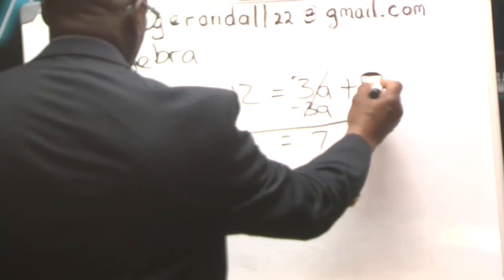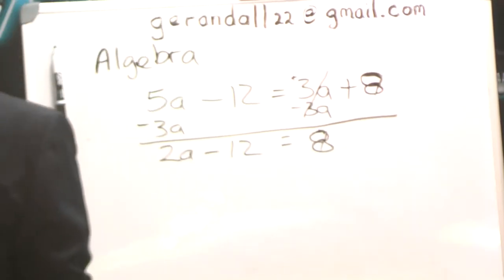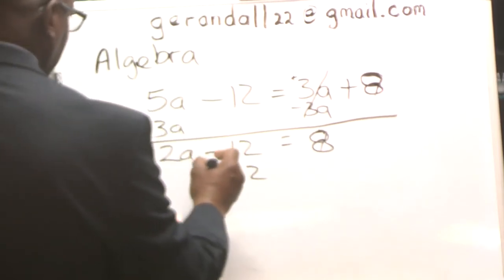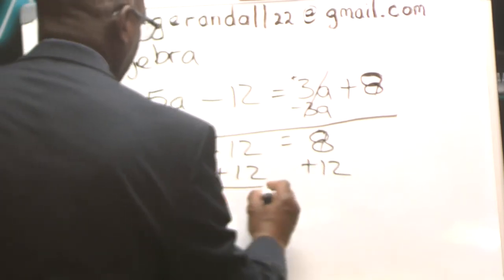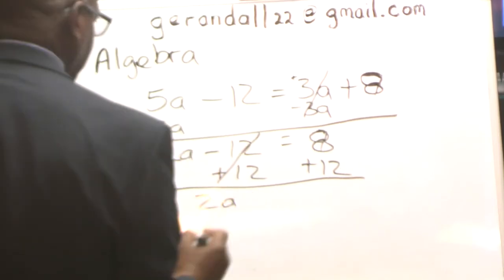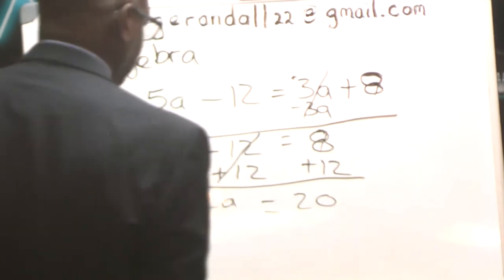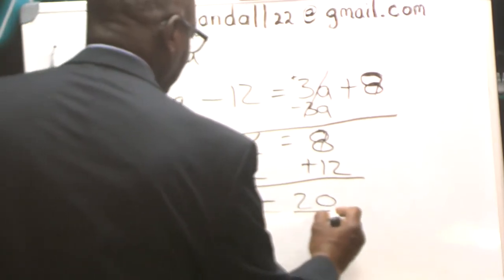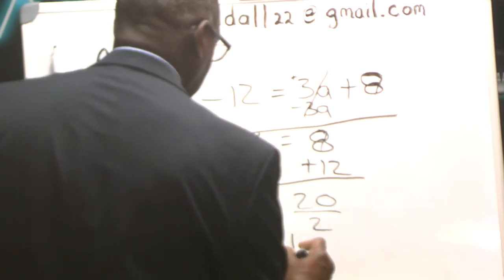Now, we're going to add 12 because we started with subtraction. This is gone. You're left with 2a equals 7 plus 12 is 19. How do you undo multiplication? You divide by 2. And a equals 10.